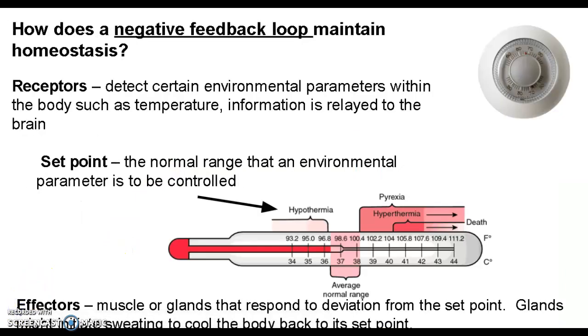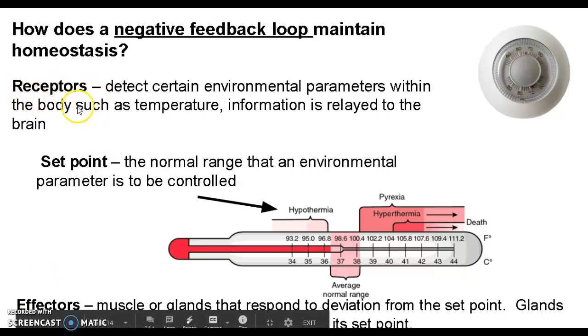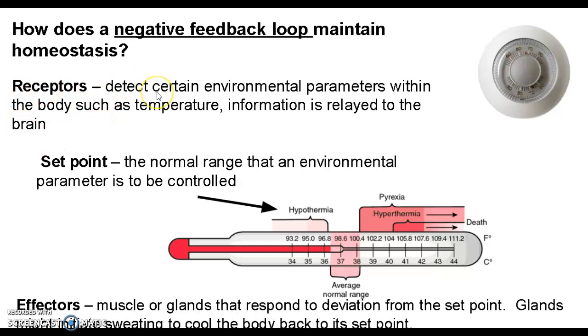So first we're going to talk about negative feedback loops and how they help maintain homeostasis. Every feedback loop contains three things. First, we have receptors. These are body parts that detect certain environmental changes within the body, such as temperature, and that information is relayed to the brain typically. But these are body parts that detect some type of change, some type of stimulus.